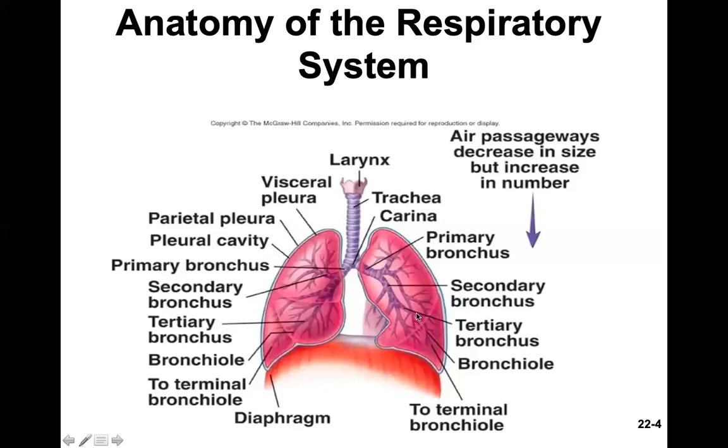Tertiary bronchi are even smaller. And then you have your bronchioles, which are the smallest ones that lead to the individual alveoli.